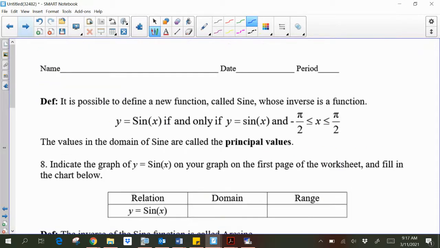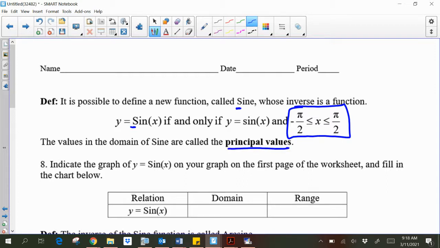So it is possible to define a new function called Sine, see how it has the capital S? That's actually important. Whose inverse is a function. So y equals capital S Sine of x if and only if you take the original parent function and restrict the domain from negative pi over 2 to pi over 2. Okay? So the values in the domain of capital S Sine are called the principal values.